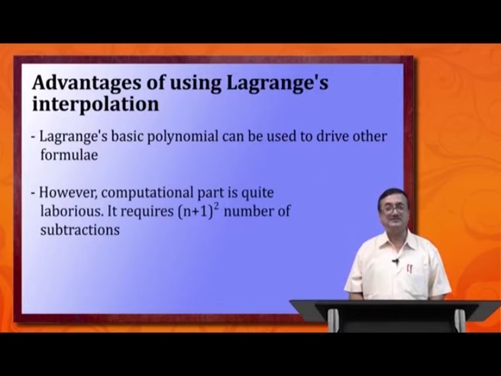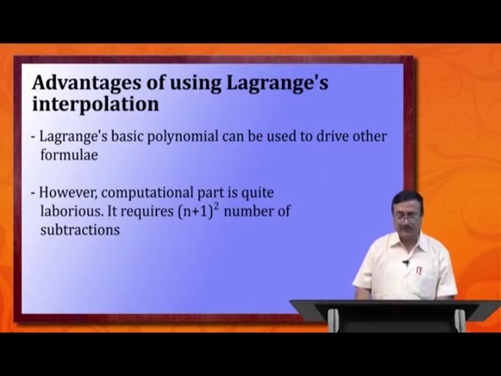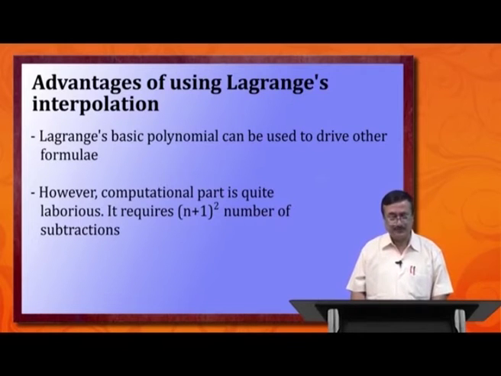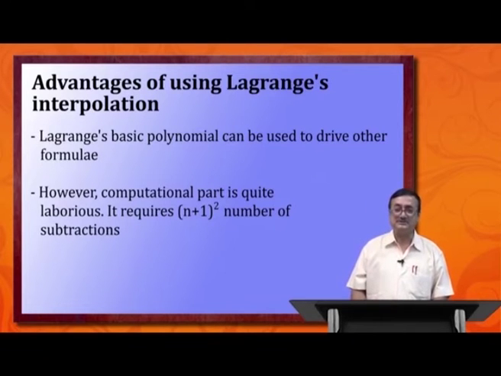However, the disadvantage of Lagrange's interpolation formula is that it requires a lot of computational work. The computational part is really quite laborious. To account for it, we can find that it requires a total of 3n squared plus 5n plus 1 arithmetic operations, including addition, subtraction, multiplication and division. So if n is equal to, say, 10, we require about 350 arithmetic operations, including addition, subtraction, multiplication, division.